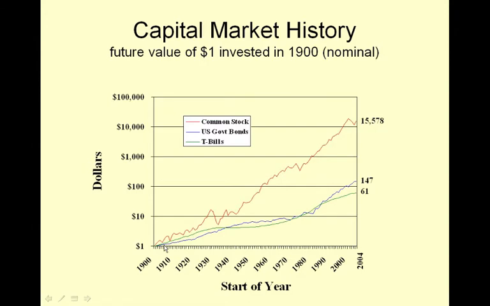The second alternative is U.S. government bonds. If an investor had put $1 in U.S. government bonds in the year 1900, by the year 2004, that investor would have $147. And finally, the red line indicates the common stock market in the United States. If an investor put $1 in a highly diversified portfolio of common stocks in 1900, by the year 2004, the investor would have $15,578.